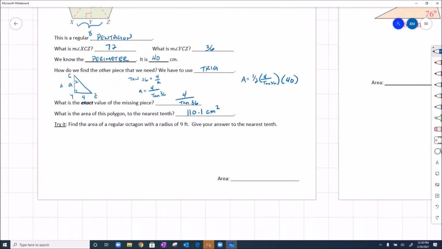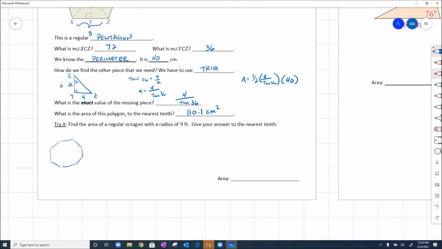Next example, it says find the area of a regular octagon with a radius of 9 feet. Give your answer to the nearest 10th. So here we go. We have an octagon. That means it's 8 sides. You can focus on drawing the 8 sides if you like to. But really what we're going to be focused on is this triangle that's made.